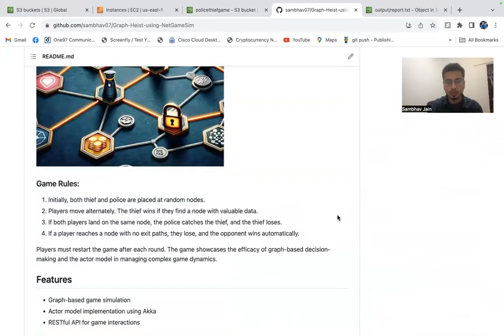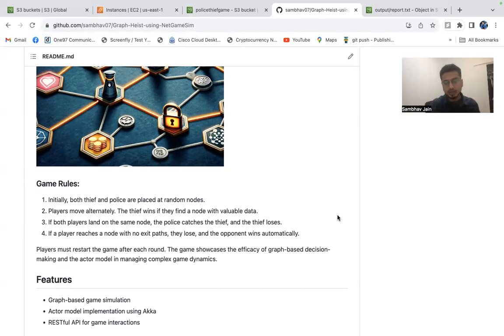So there are some game rules as well. Initially we are placing both of the players at some random position. We have also made a function which places one of them on a random node, and the other one is placed at some other node which is a bit further from the place at which the opponent is placed. This is so that they don't land on the same node again and again, so that the game can be visualized more easily.